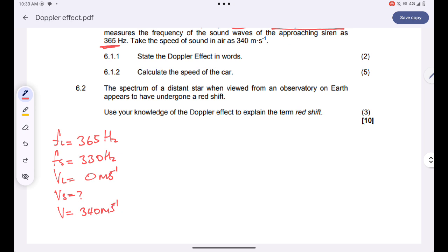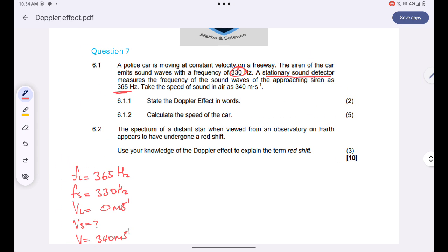Now, let's answer the questions. Firstly, they want us to state the Doppler effect in words. It simply states that it's an apparent change in the observed frequency of the source as a result of relative motion between the source and the observer. I'll say that again. The Doppler effect is the apparent change in the observed frequency of the source as a result of the relative motion between the source and the observer.